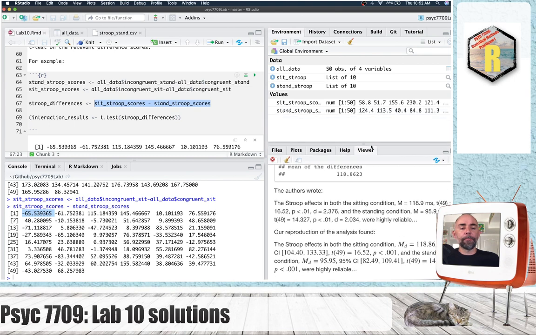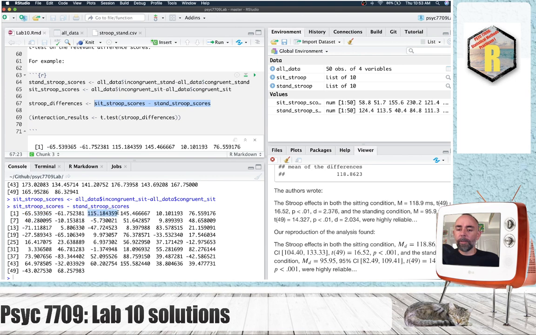Well, we can see that when they were sitting, they had a Stroop effect of 58. This is the first value for that person. When they were standing, they had a Stroop effect of 124. So this means that this one subject went in the opposite direction than the means. So for example, this person was more distracted by the words potentially because it had a bigger Stroop effect when they were standing compared to when they were sitting.